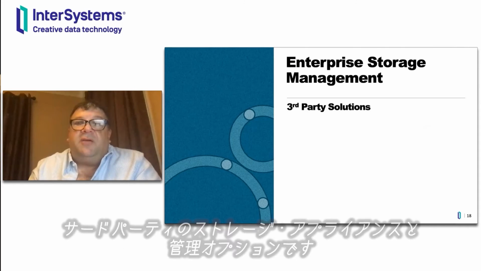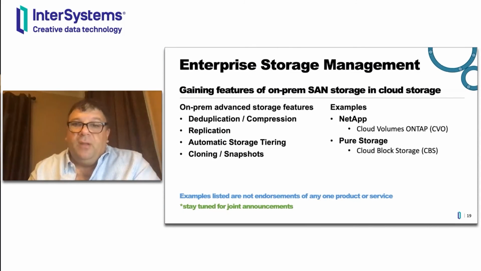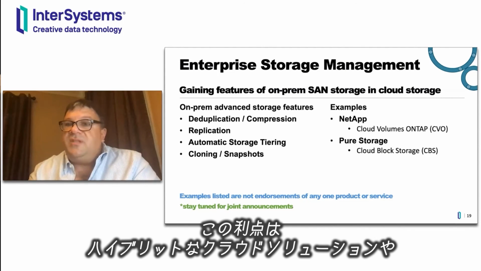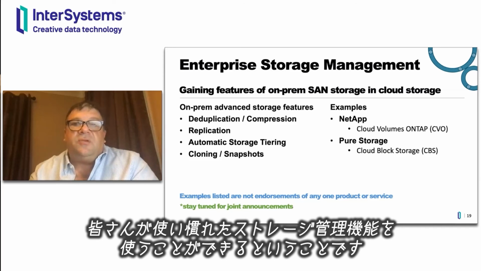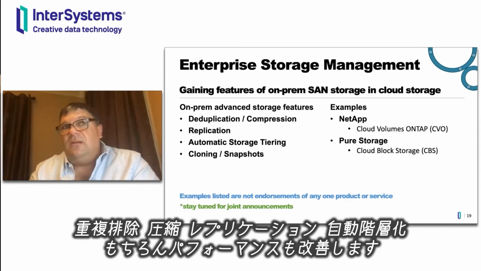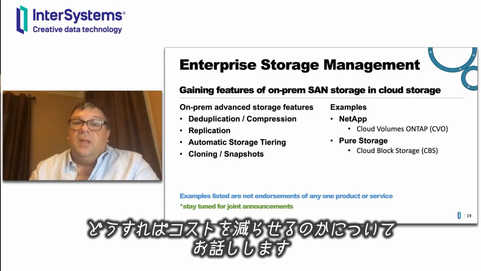One quick final topic I'd like to cover, and that's third-party storage appliances and management options. These options are gaining in market share and certainly features. The benefits here allow for adopting hybrid cloud solutions or simply carrying over storage management features you might be accustomed to with on-prem SAN storage, such as deduplication, compression, replication, automated tiering, and certainly even better performance, lower storage costs, or both. And I'll explain in a little bit how we can potentially lower the cost.